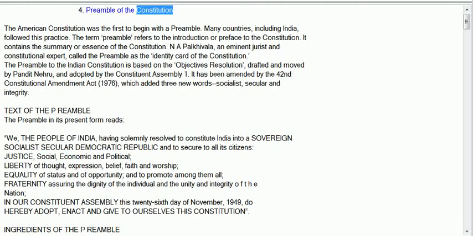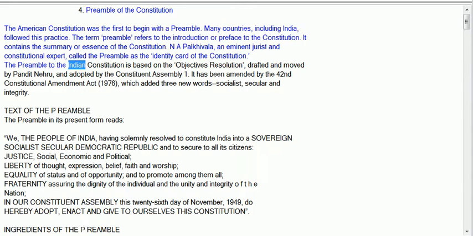Preamble of the Constitution. The American Constitution was the first to begin with a preamble. Many countries, including India, followed this practice. The term preamble refers to the introduction or preface to the Constitution. It contains the summary or essence of the Constitution. N.A. Palkhivala, an eminent jurist and constitutional expert, called the preamble the identity card of the Constitution.